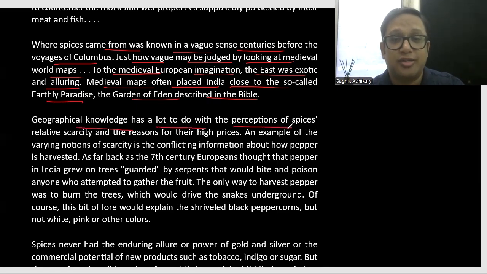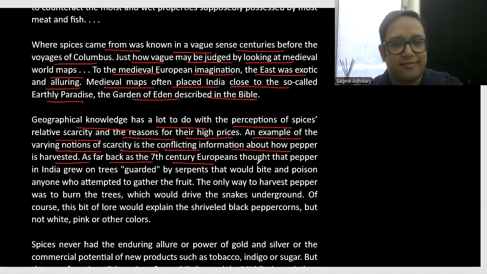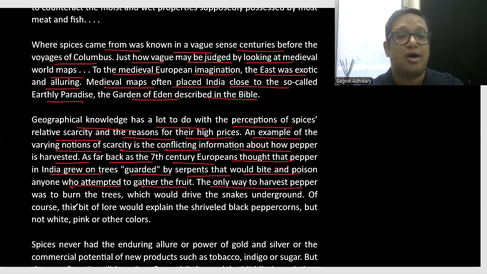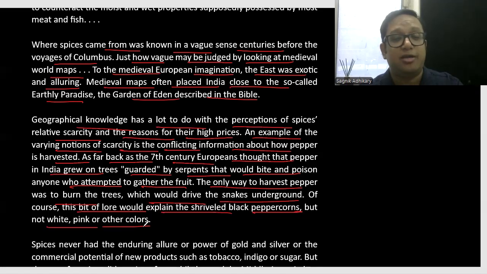Geographical knowledge has a lot to do with the perception of spices' relative scarcity and the reasons for their high prices. An example of the varying notions of scarcity is the conflicting information about how pepper is harvested. As far back as the 7th century, Europeans thought that pepper in India grew on trees guarded by serpents that would bite and poison anyone who attempted to gather the fruit. The only way to harvest pepper was to burn the trees, which would drive the snakes underground. Of course, this bit of lore would explain the shriveled black peppercorns, but not white, pink, or other colors.